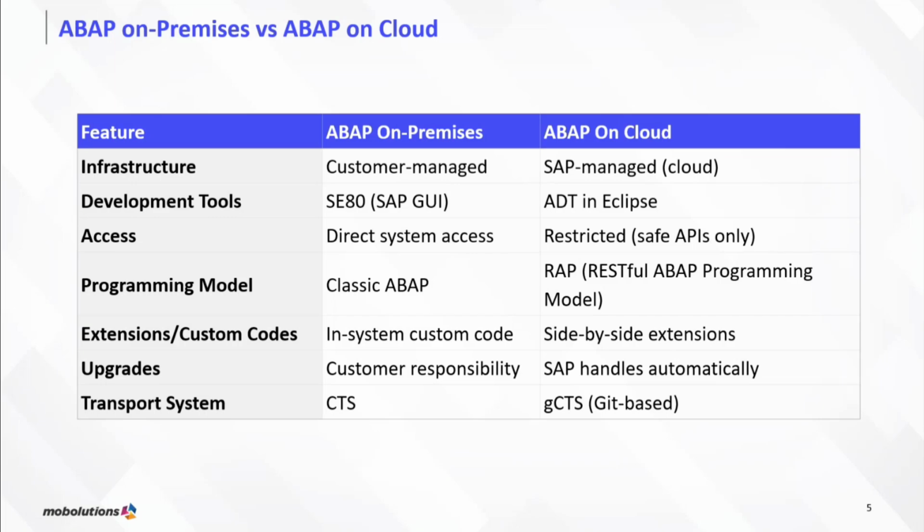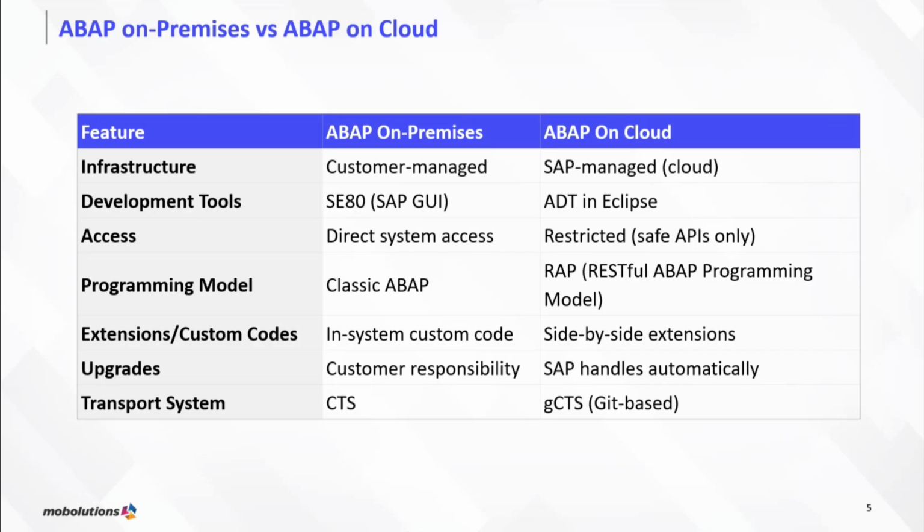Access is another big difference. On-premises, you have direct system access, but on the cloud, access is restricted to safe APIs only. This helps keep the environment secure and well governed. Programming models have evolved too. Classic ABAP is still used on premises, but the cloud uses RAP or the RESTful ABAP programming model, which supports modern application design.